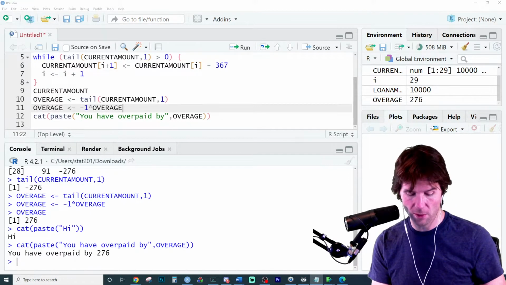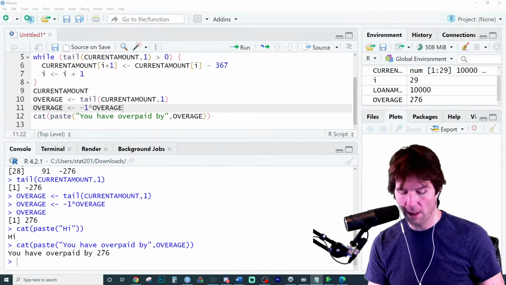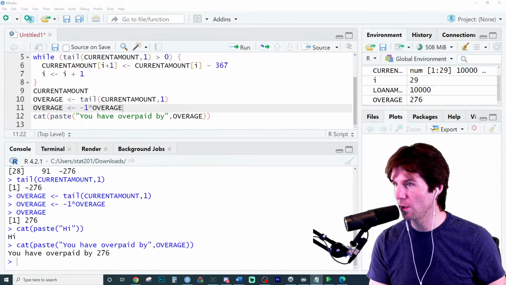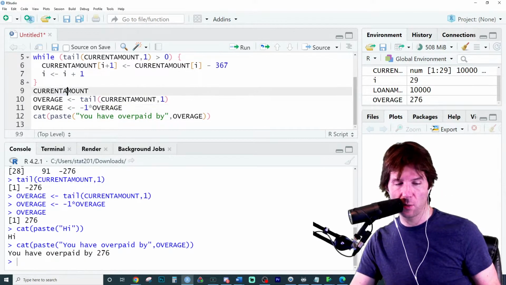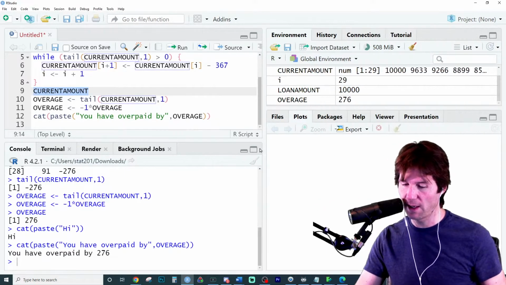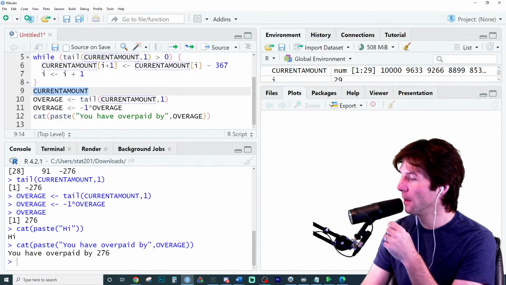That's good stuff. So now we're doing the making good plots section, and then interpreting regression. So tell me, what is the easiest way to plot the current amount the loan is at?